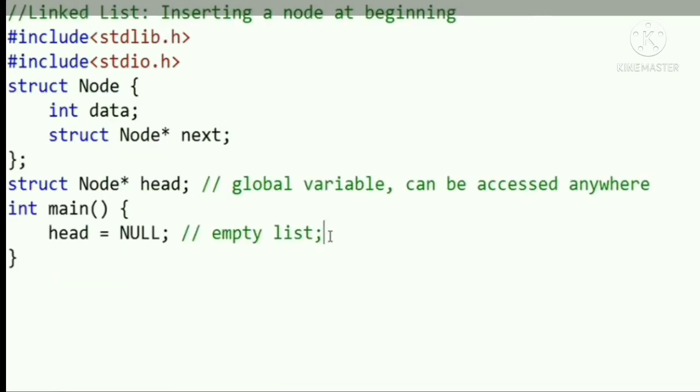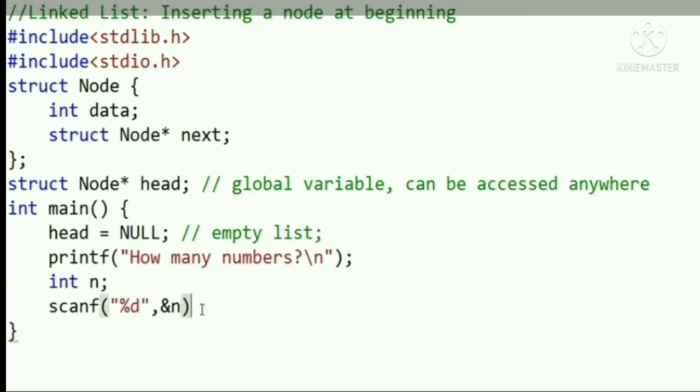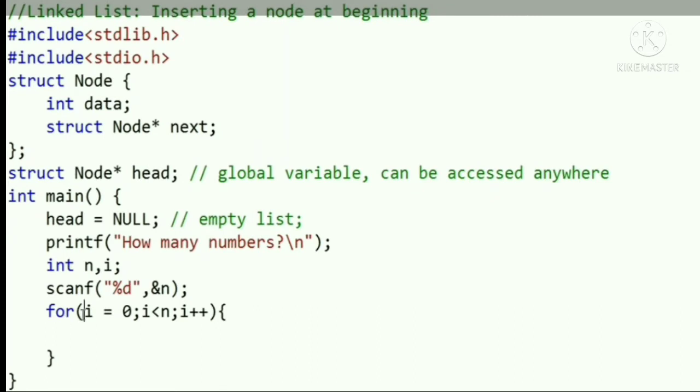Now what I want to do in my program is that I want to ask the user to input some numbers, and I want to insert all these numbers into the linked list. So I'll print something like how many numbers. Let's say the user wants to input n numbers, so I'll collect this number in this variable n, and then I'll define another variable i to run the loop. And so I'm running a loop here. If it was C++, I could declare this integer variable right here inside the loop.